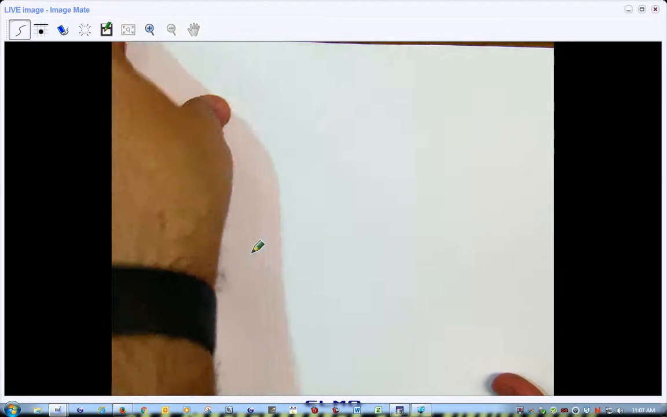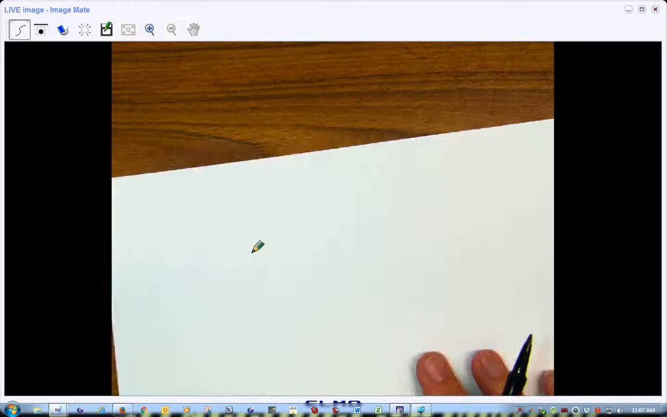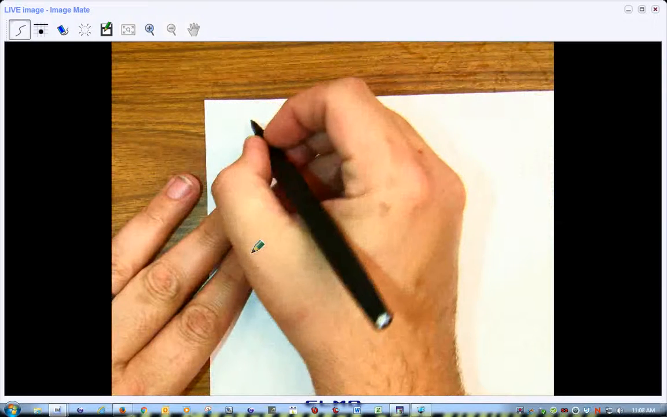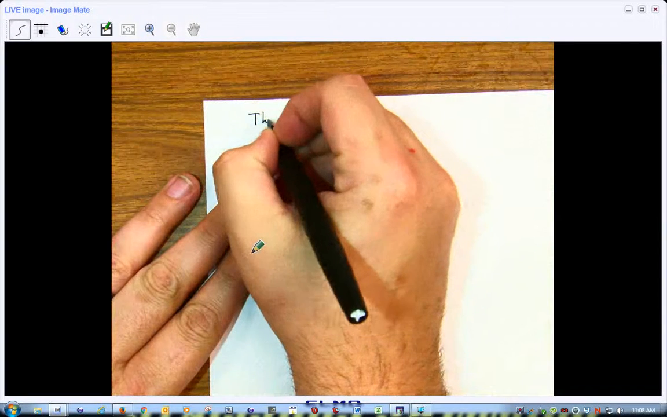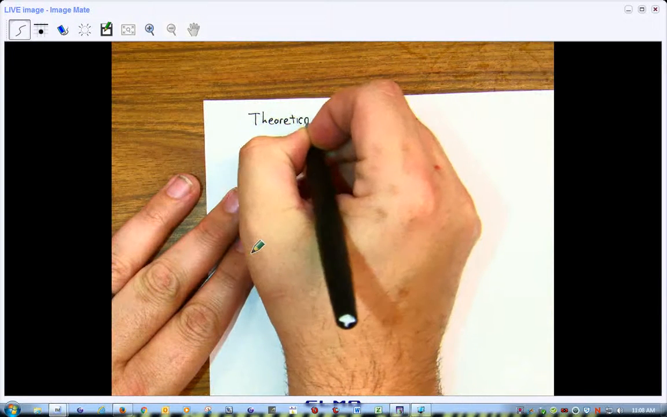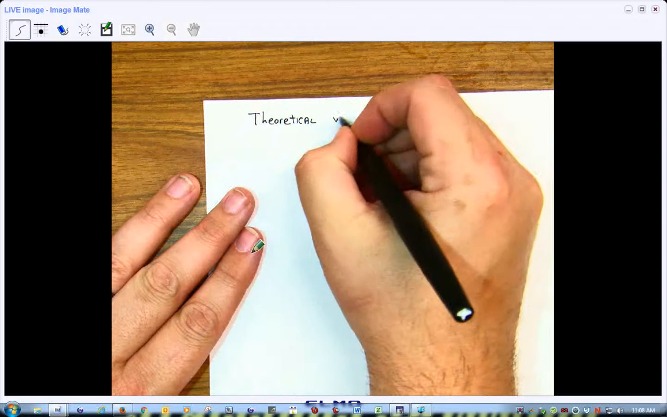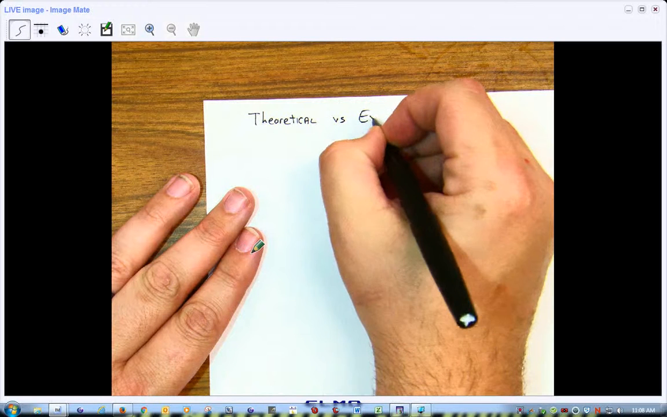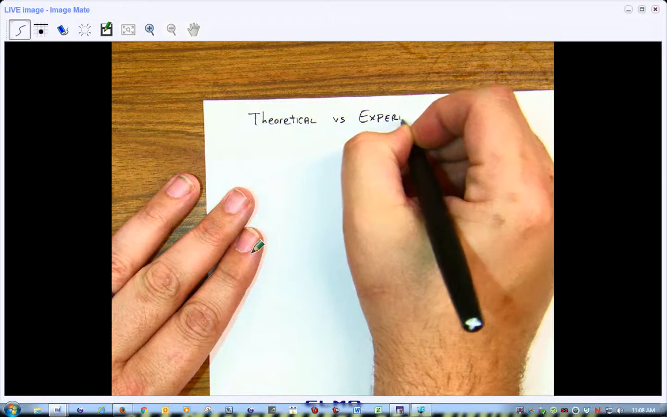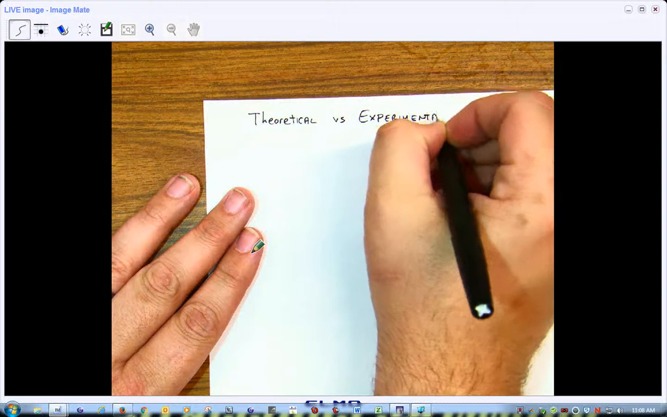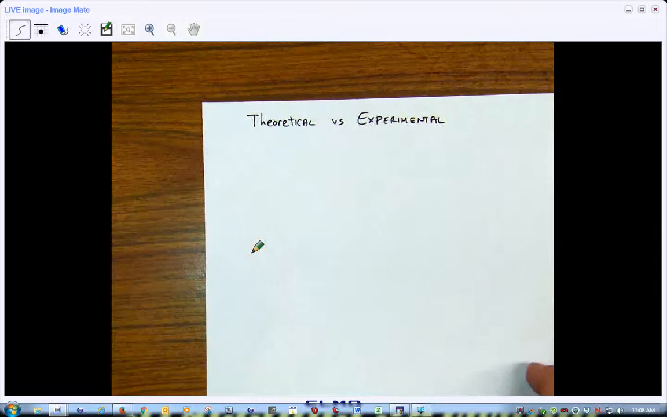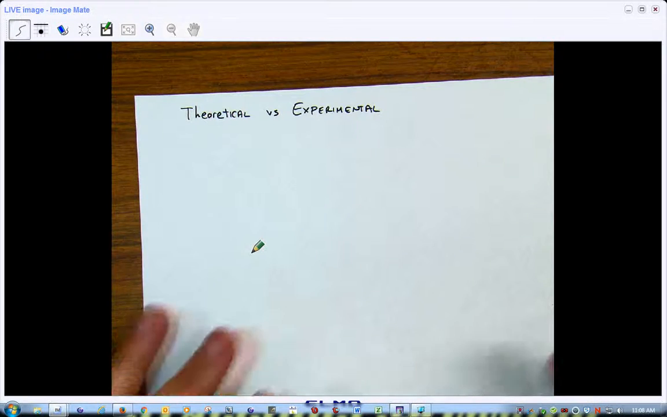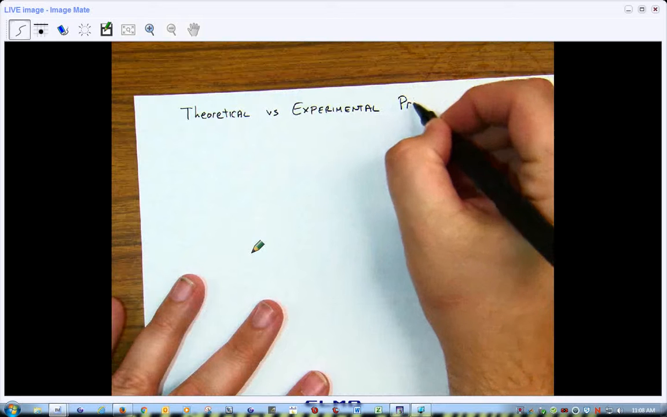When you're talking about... well, let's just start with this. Theoretical versus experimental probabilities.